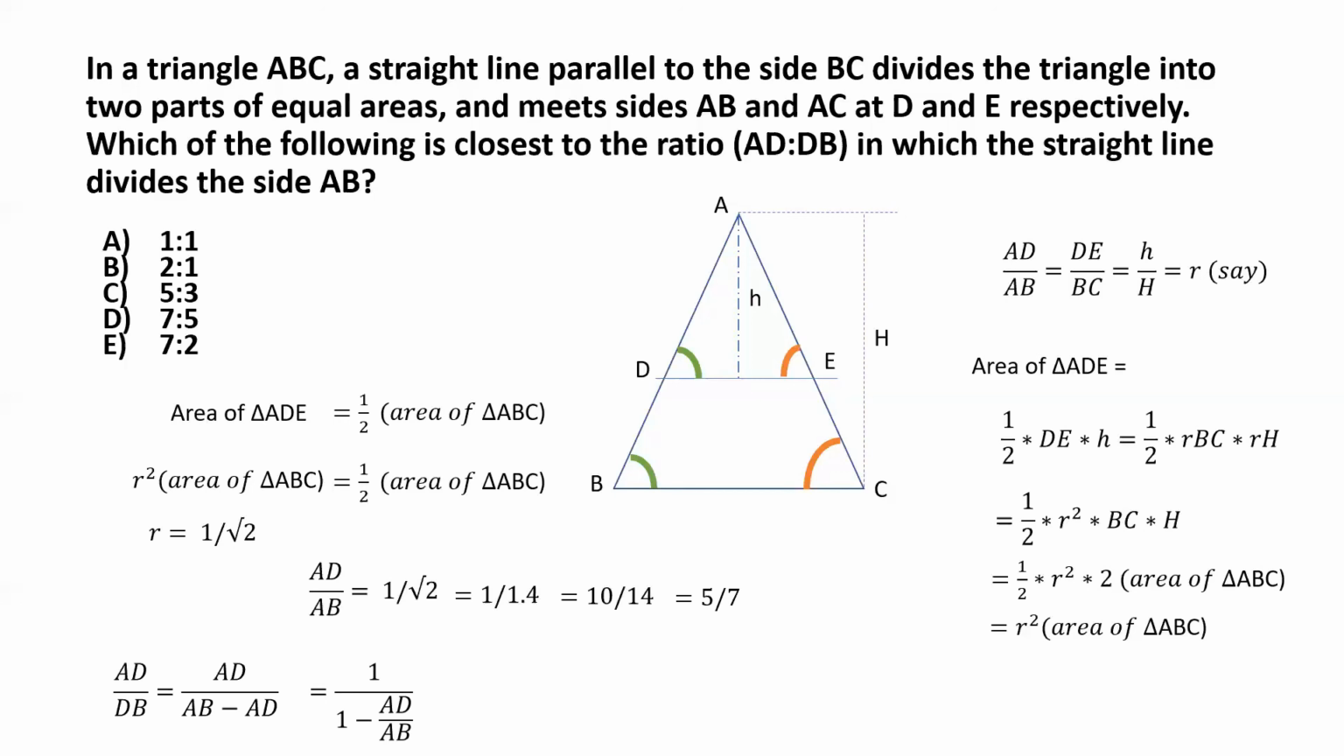And AD by AB, we have approximated in terms of ratios of integers as 5 by 7. So we substitute that here. So we are left with 1 divided by 1 minus 5 by 7. And that comes to 7 by 2. So the correct choice for this particular question will be the option E, which is 7:2.